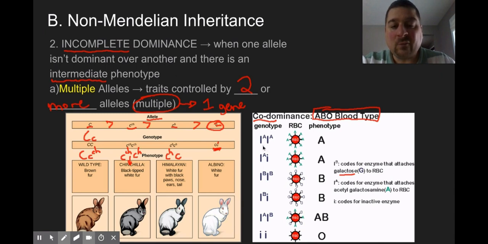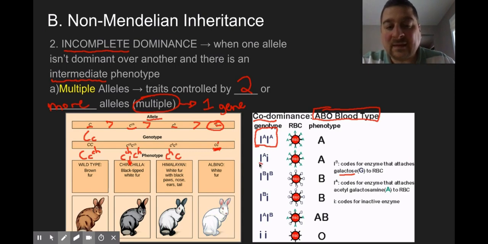Okay, so again, you have one gene with two alleles, but there's more than one allele, and they happen to be codominant too. So if you have an allele for the type A, the acetylgalactosamine, okay, you can have AA or Ai, and this lowercase i means recessive for no protein. So you're still going to have the A's show up on your red blood cell.